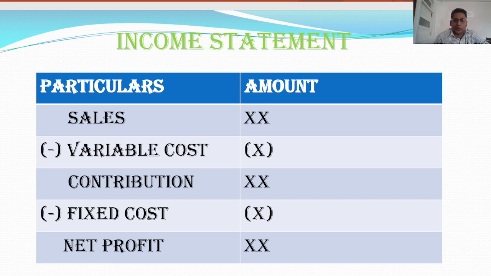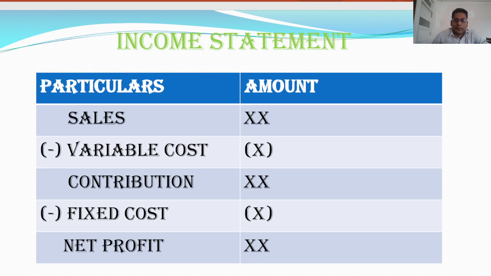Now I would like to draw your attention towards the format of marginal costing, that is, the income statement of marginal costing. You can see that we have to take sales, and from sales we subtract variable cost. Once we subtract variable cost from sales, we get contribution, and after getting contribution, we subtract our fixed cost, then we get our final profit.